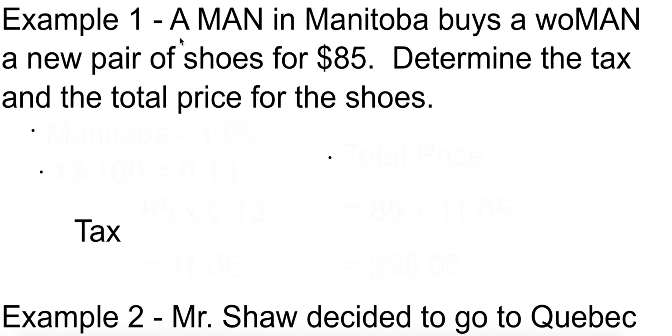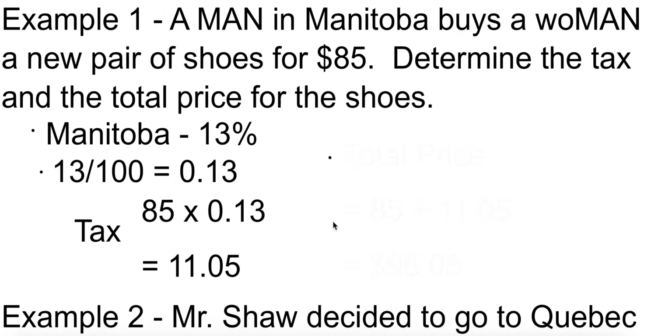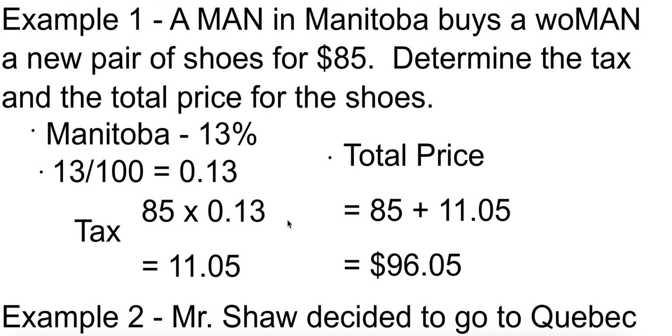So, a man in Manitoba buys a woman a new pair of shoes for $85. Determine the tax and the total price for this pair of shoes. Well, first we look, we're in Manitoba, so that's 13%. We're going to take our 13% and divide it by 100 and get 0.13. And then we're going to multiply that 0.13 by 85, which was the original price, and we get our tax. Our tax is $11.05. Our total price is going to be the 85 plus the $11.05, which is $96.05.